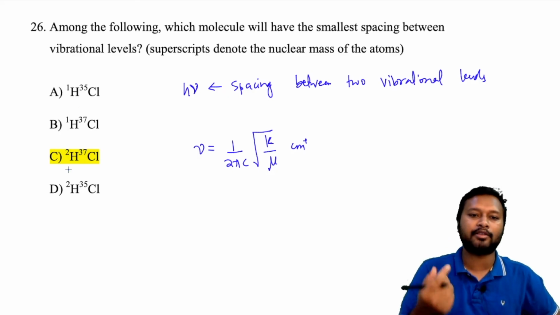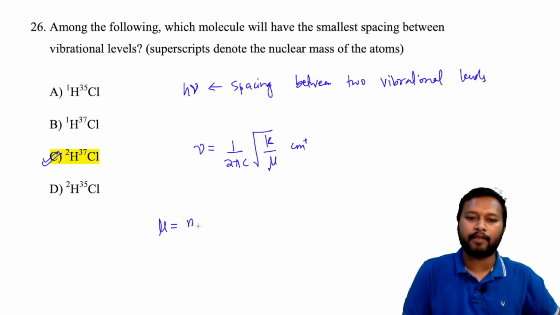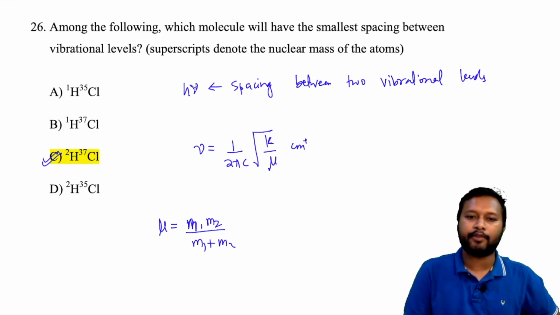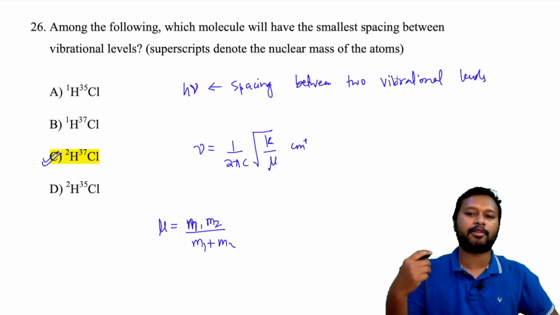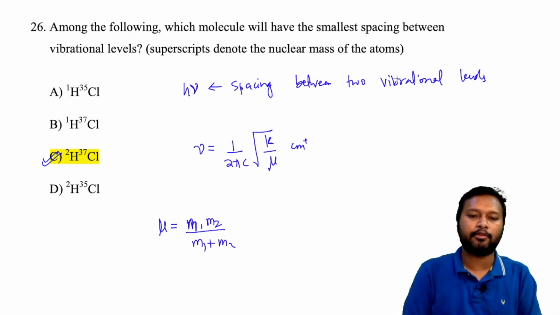Now the reduced mass is obviously going to be highest in the case of option number C, because both the masses are more over here. For those who don't know, the formula of reduced mass is m1 m2 divided by m1 plus m2. All right, so this is what it is. Now if m1 and m2 both values increase, reduced mass increases, frequency decreases. If frequency decreases, spacing between the vibrational levels also decreases. So this is how the things are related to each other.